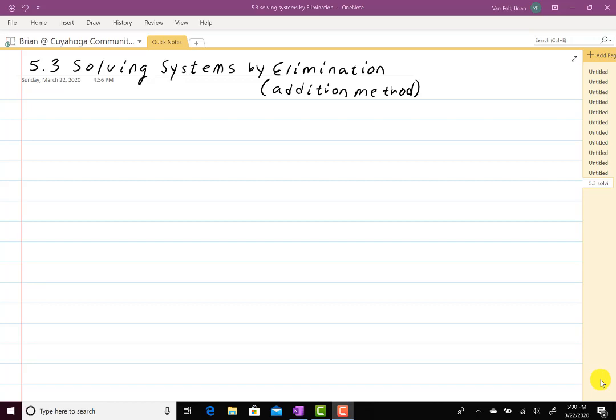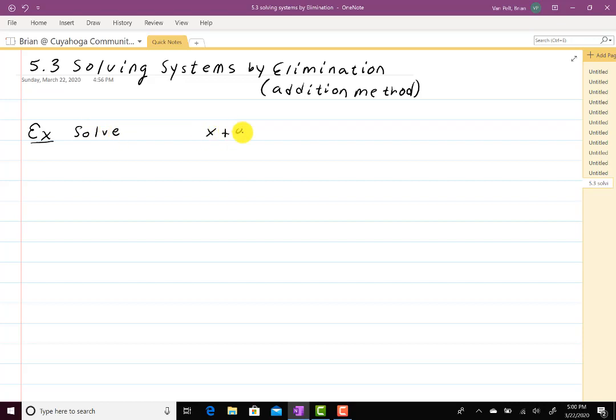Section 5.3 involves a different method than the last one we did for solving these systems, but it's also an algebraic one like the last one, so we're not going to use graphs. Let me start with a reasonably simple example to try to illustrate what I'm talking about. Here, I'm going to give you a system of equations, a very simple one.